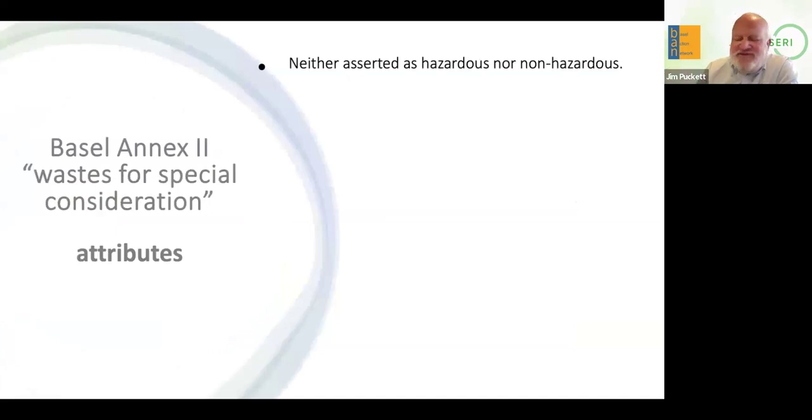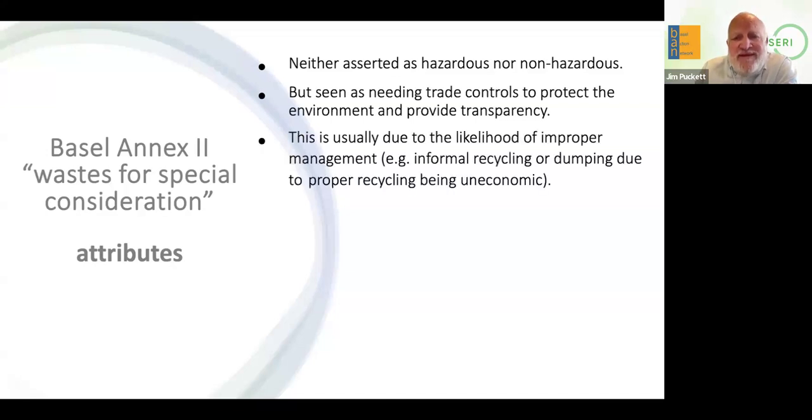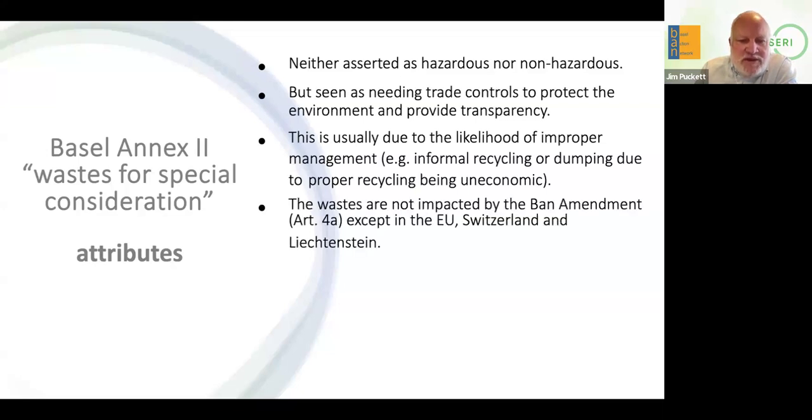So the attributes of Annex 2 are very important. This will apply not only here, but in the e-waste amendments as well. But look, neither can be asserted as hazardous or non-hazardous if it's on the Annex 2. We don't really know for sure sometimes. But it's seen as needing trade controls to protect the environment and provide transparency, regardless of whether it's hazardous or not. And this is usually due to the likelihood of improper management. For example, informal recycling or dumping due to proper recycling being uneconomic.